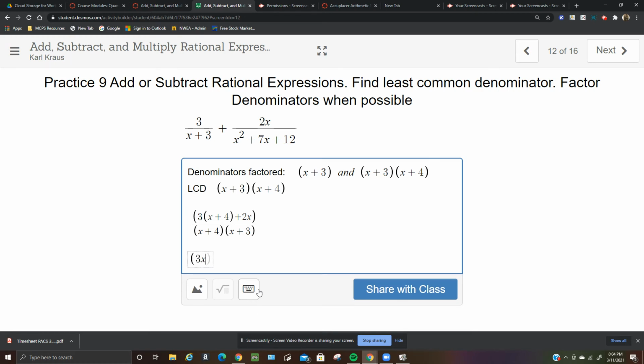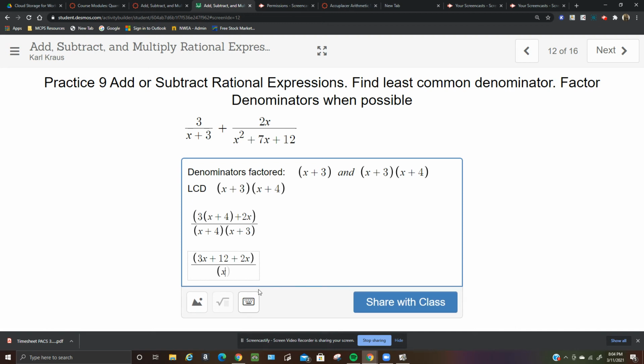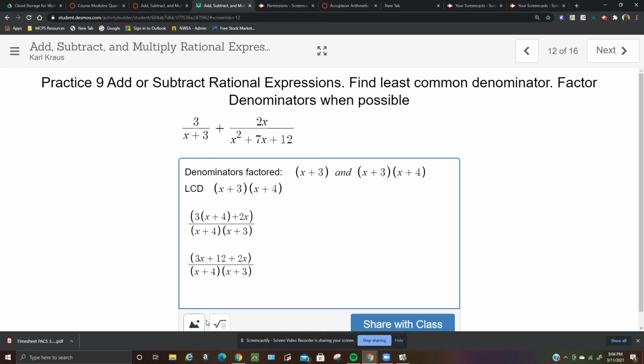3x plus 12 plus 2x. So 3x and 2x is 5x, plus 12, over 6 plus 4 times x plus 3.